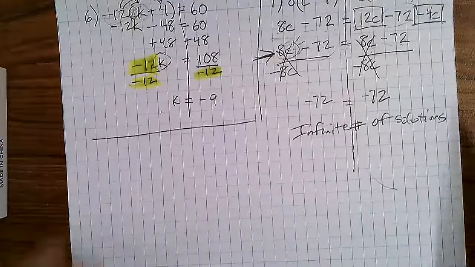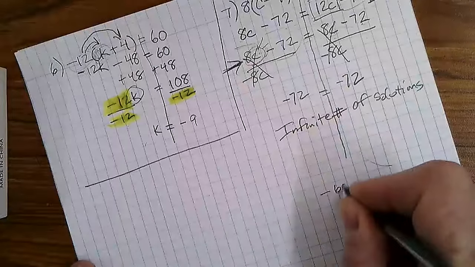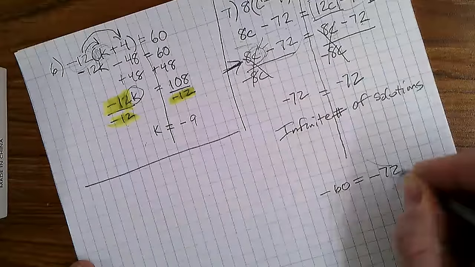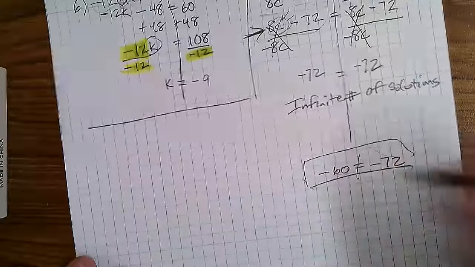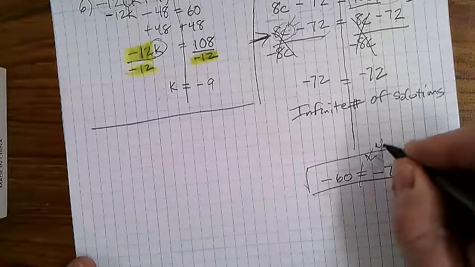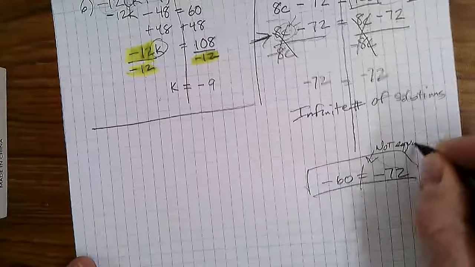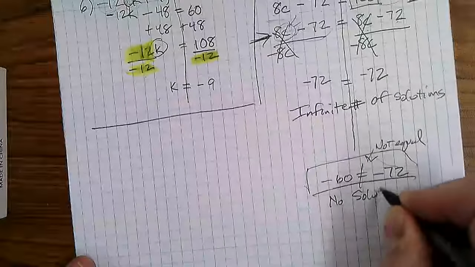All right, so the other case you'll look for is when you get something like negative 60 equals negative 72. And when you get something like that, this is obviously false, right? This means not equal. And when you get a case like that, that means that there is no solution, okay?